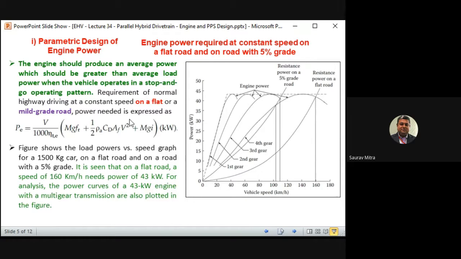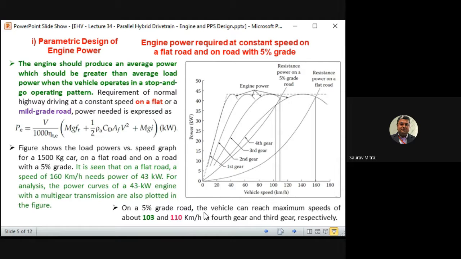The figure shows the load power versus speed graph for a 1500 kg car on a flat road and on a road with 5% grade. I have explained this graph very extensively to you. It is seen that on a flat road, a speed of 160 kilometers per hour needs a power of almost 43 kilowatts. This point and the peak point are almost the same. For analysis, the power curves of a 43 kilowatt engine with a multi-gear transmission are also plotted. Multi-gear because all 4 gear performances are given.